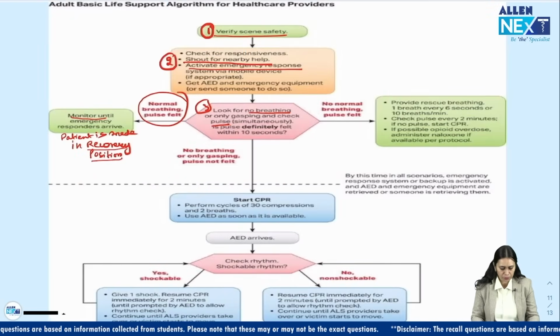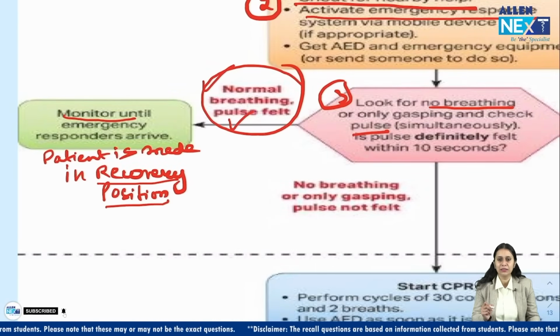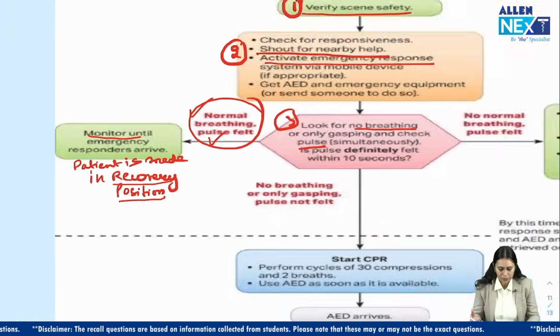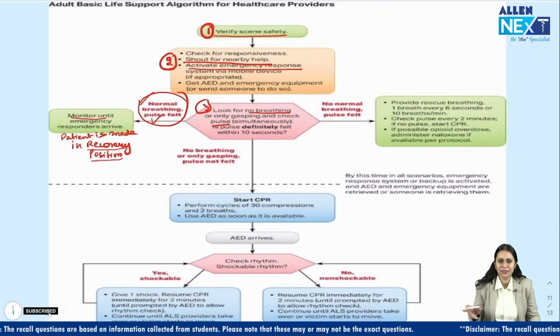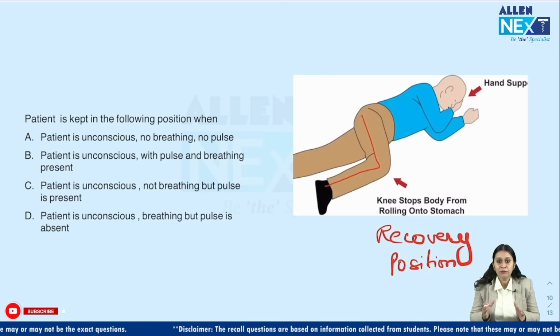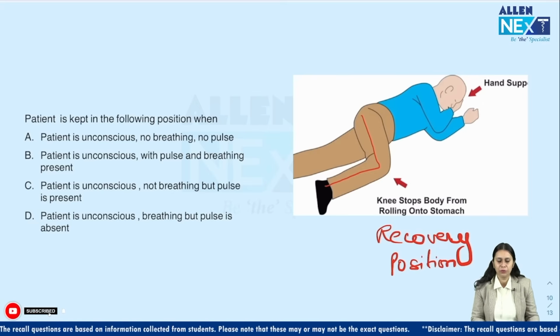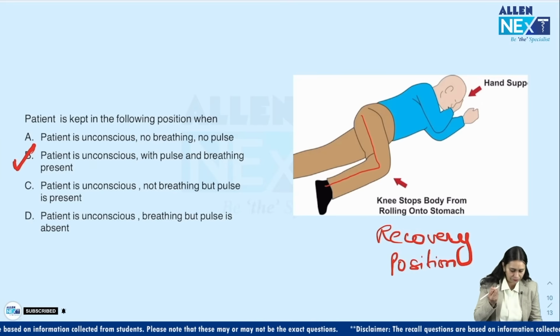We do the recovery position when the patient has normal breathing and pulse, but is unresponsive, unconscious, and doesn't have any response. When both pulse and breathing are present, we do this position. In the option where the patient is unresponsive with no breathing and no pulse, we will do CPR. If the patient is unconscious with pulse and breathing, we will make the recovery position. So the answer is B, right?